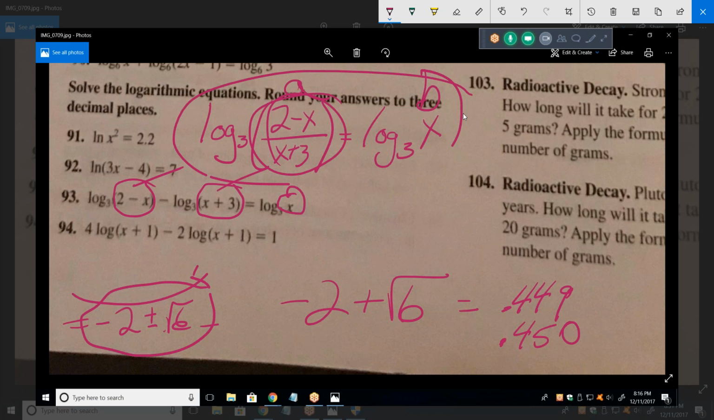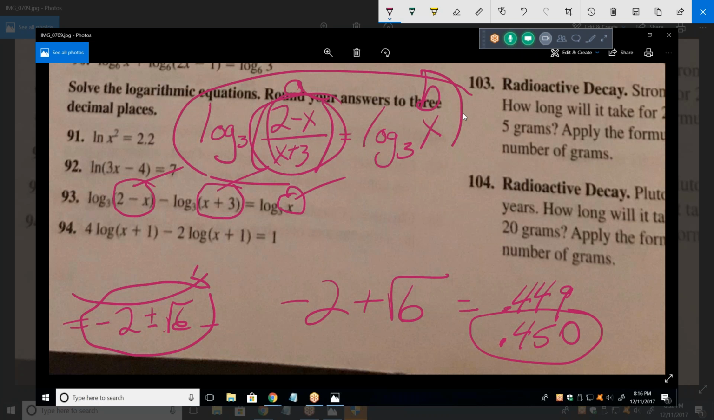Remember, this has to be positive. It can't be negative. It can't be 0. It has to be positive. Gotcha. And it doesn't violate that domain. So this answer is what we get when we did all the math, and it's the only one of the two answers that does not violate any of the domains.